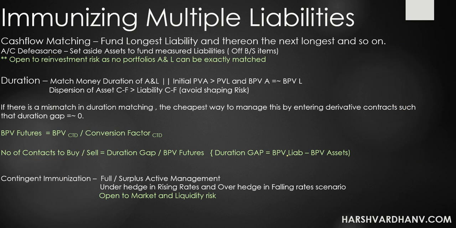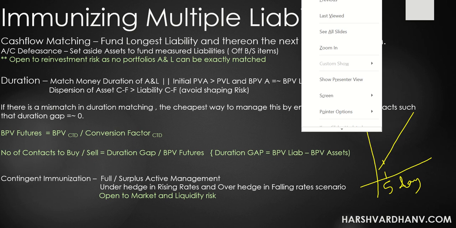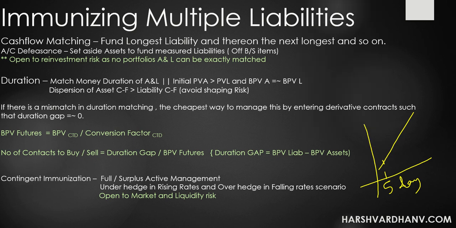So let's say it's a 5-day year. See, the yield curve is on the shorter end, right? On the shorter end, the interest rate is low. So in this scenario, I am open to the reinvestment risk because I have to invest at a lower rate, YTM, for a shorter tenor. So this is the reinvestment risk that the asset portfolio is open to.